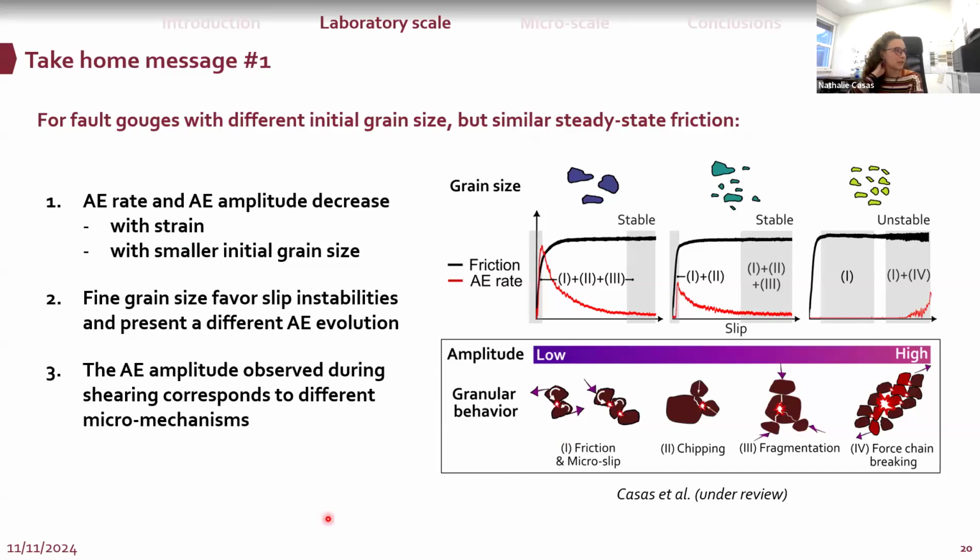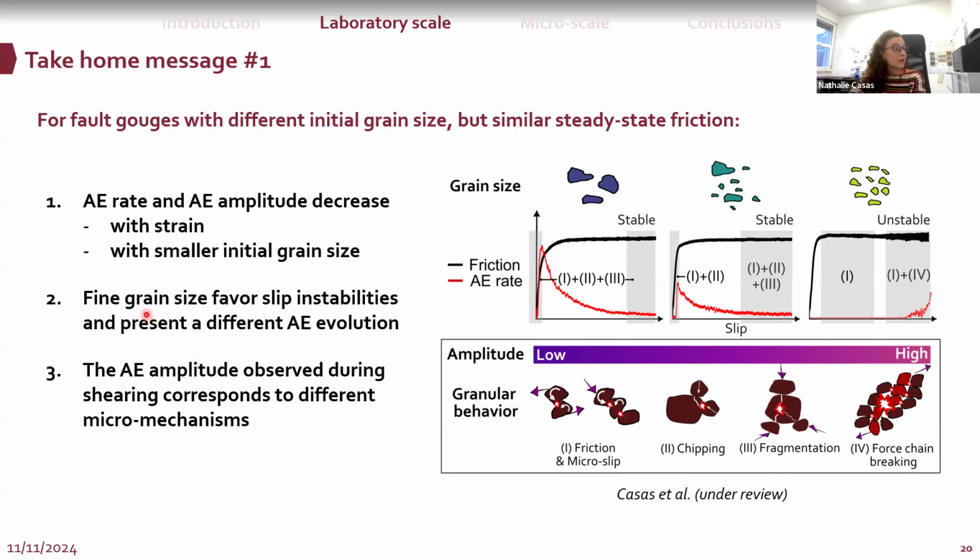So, take home message number 1. I presented you a full gouge experiment with different initial grain sizes that appear to have the same steady state friction. But what we saw is that acoustic emission rates and acoustic emission amplitude decrease first with strain and also decrease with the smaller initial grain size. So you can see the very different pattern that you observe here.